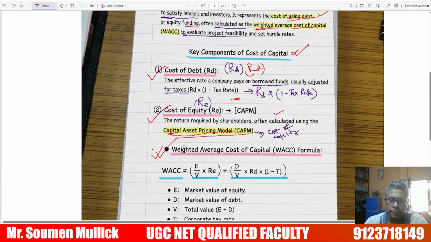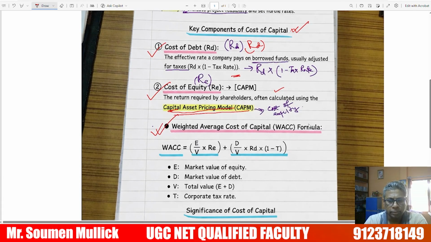Now, the next important area, the weighted average cost of capital. The formula is WACC equals E by V into RE plus D by V into RD into 1 minus T. E means the market value of the equity, D means the market value of the debt, V means total value, E plus D, and T means corporate tax. This is the formula of weighted average cost of capital.